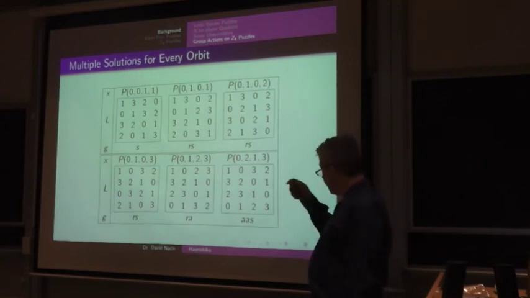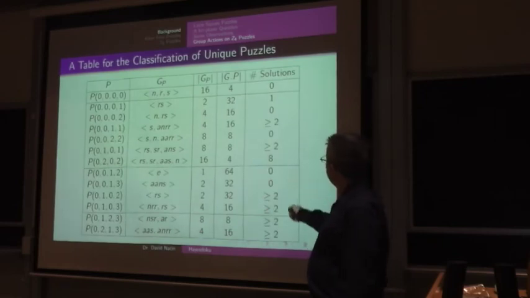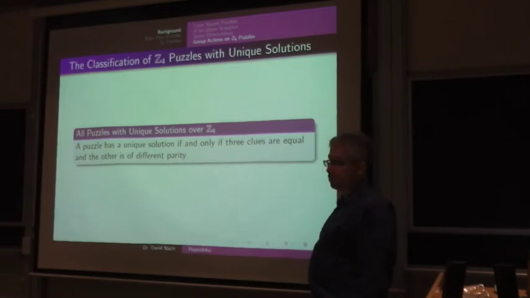So what this does is it allows me to fill in that each of these has to be greater than or equal to 2, thus showing that the only puzzles with unique solutions are those 32. And another way I can describe that is a puzzle has a unique solution if and only if 3 clues are equal and the other clue happens to be of different parity.